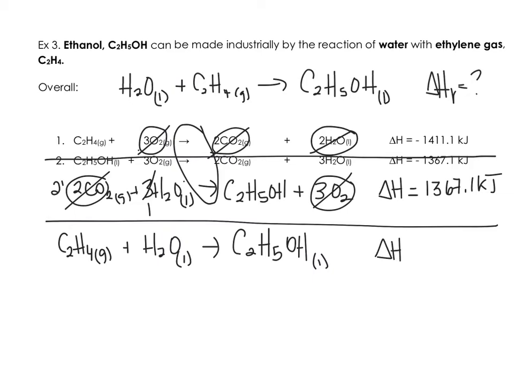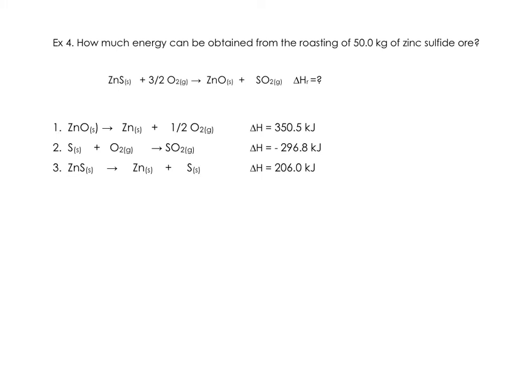Now to make it thermochemical, I add up my delta H for each equation. So delta H is negative 44.0 kilojoules. So when ethanol is formed from ethylene gas and water, 44 kilojoules of energy are released per mole of ethanol formed. Okay, last example. How much energy can be obtained from the roasting of 50 grams of zinc sulfide ore?